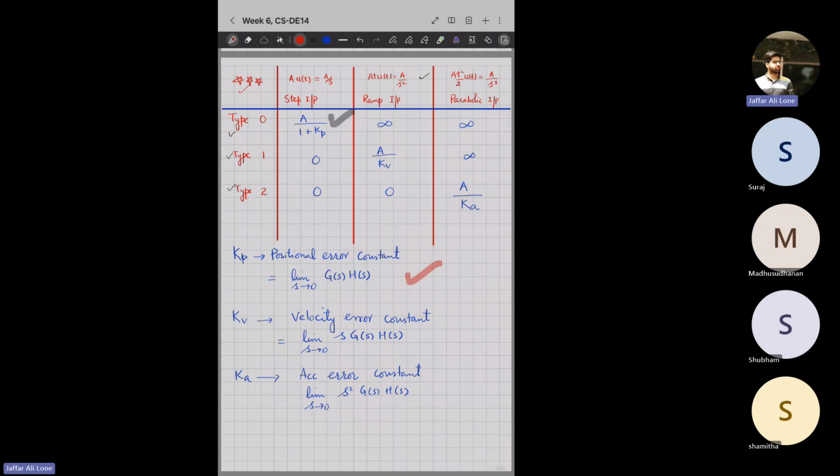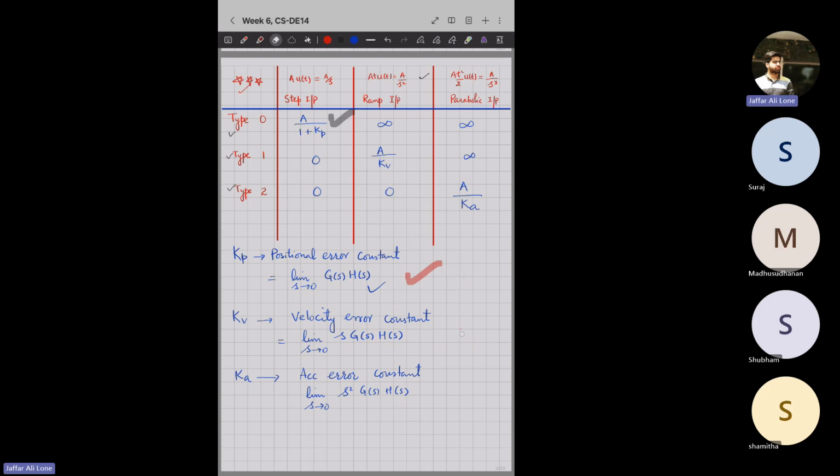It's very easy. For the positional error constant, it's limit S tends to 0, G(S)H(S). Then similarly for the velocity error constant, it is limit S tends to 0, S into G(S)H(S), and for acceleration, S square into G(S)H(S). You can also remember it like this. It is dx by dt, then d2x by dt2. If there is no S here, and here we're differentiating, so one S comes.